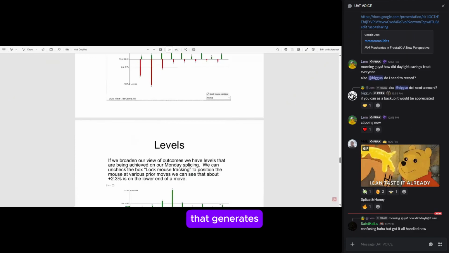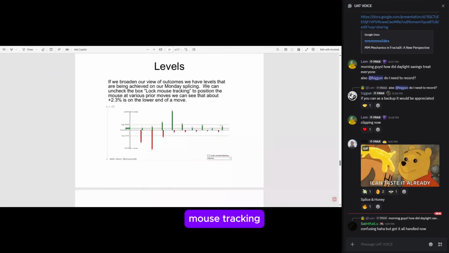The histogram generates our levels. So what I do is I unclick the lock mouse tracking, and then I can move up and down across the histogram. Because again, I don't want to black box this thing. If I'm wrong, I want to be wrong myself. I don't want it spitting out like the number 10, as I was saying. So I can move the mouse up and down and see the percentage change.